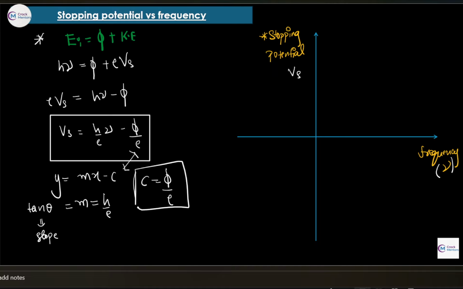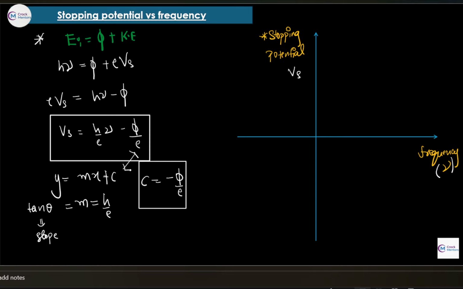The straight line has an equation like y equals mx plus c. Then the intercept value must be taken as minus phi upon e. Okay, this is the thing that I wanted to explain to you.